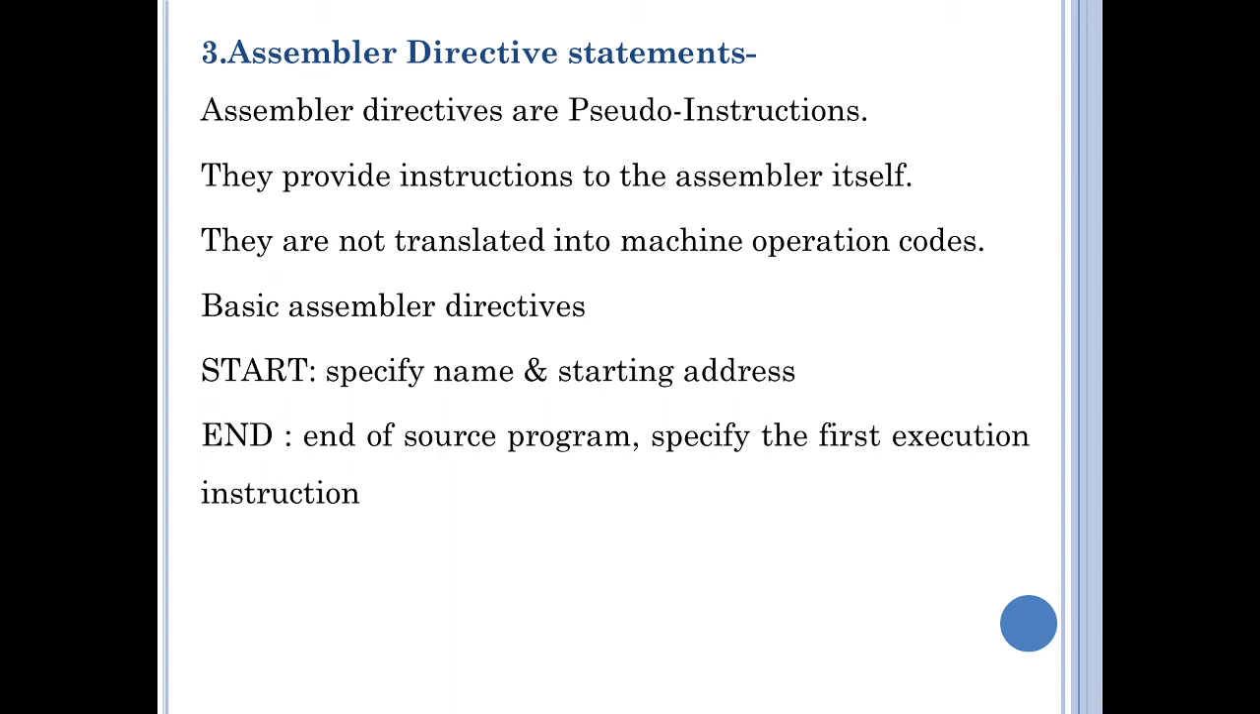Third is the assembler directive statement. Assembler directives are pseudo instructions. They provide instructions to the assembler itself. They are not translated into machine operation codes. Basic assembler directives are START and END. At the time of writing the assembly code, it starts with the keyword START, which specifies the name and starting address of the program, and END marks the end of the source program and specifies the first execution instruction.